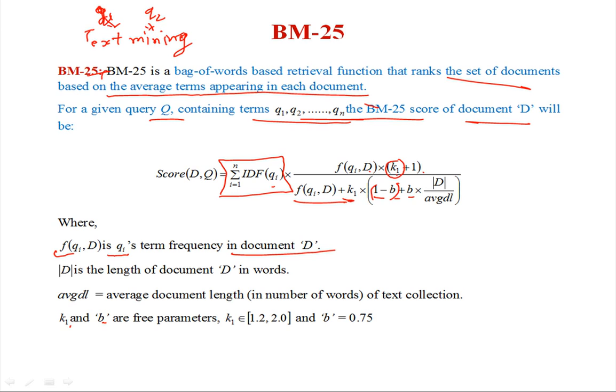into mod D divided by average DL. Here mod D is equal to the length of document D in number of words. Average DL is equal to the average document length in number of words of the text collection. Actually, k1 and b are free parameters, where k1's value generally ranges from 1.2 to 2.0 and b's value is generally taken as 0.75.